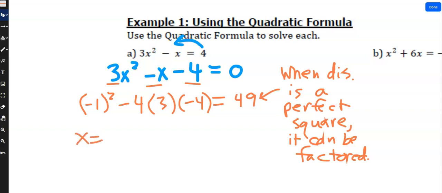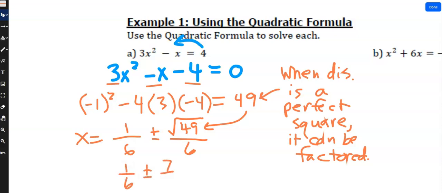X equals the opposite of B over 2 times A. Well, what's 2 times 3? 6. Plus or minus the square root of 49. Remember, that number goes under the radical, all over that same number 6. Okay? So that's 1 over 6 plus or minus 7 over 6.